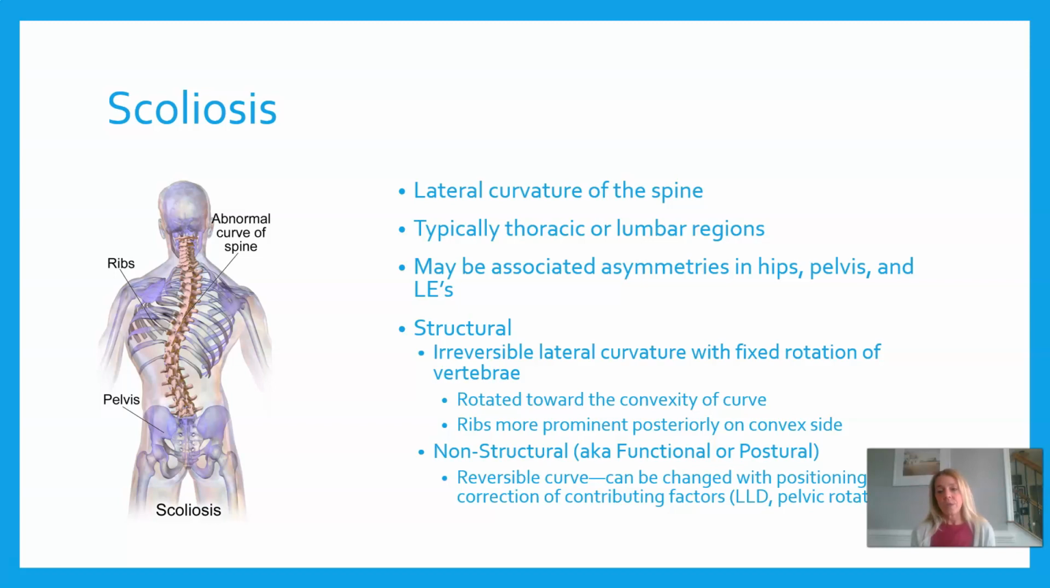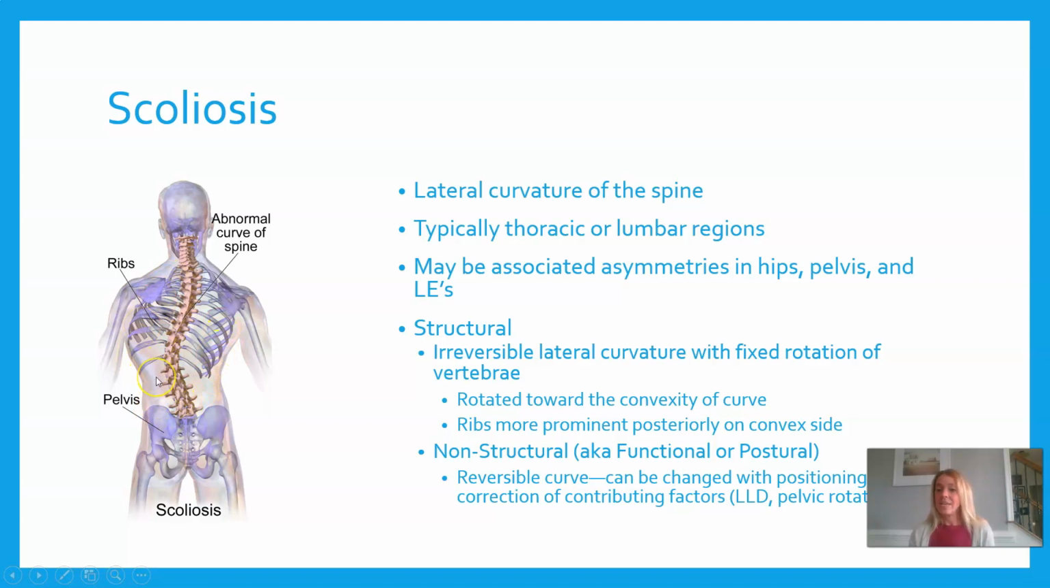A structural scoliosis is an irreversible lateral curve with fixed rotation of the vertebrae. So the vertebrae are going to be rotated toward the convex side of the curve. This is the convex side of this curve, and this would be the concave side over here. The vertebrae are going to rotate towards the convex side. And so with that, the ribs are going to move, and there's going to be sort of a posterior rib hump on the convex side, and the ribs will be more prominent anteriorly on the concave side.